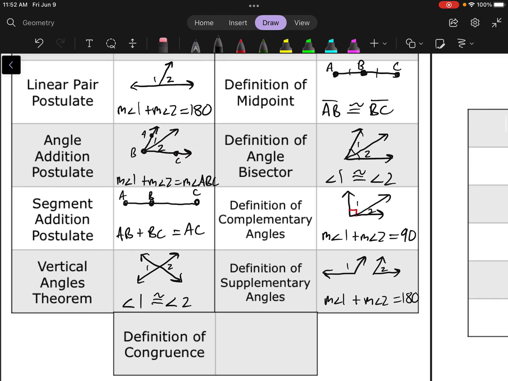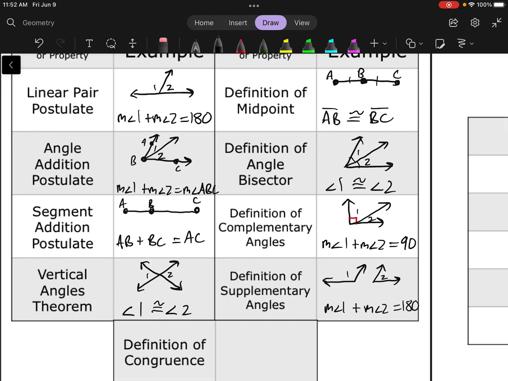And then lastly, we have the definition of congruence. And you guys might have noticed this as I was writing down these statements here. Sometimes I was using equal signs and sometimes I was using congruency symbols. And that's an important distinction.